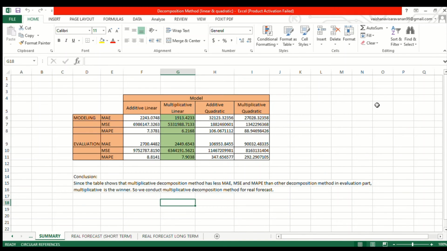Here are all the MAE, MSE, and MAPE values for the additive linear model, multiplicative linear model, additive quadratic model, and multiplicative quadratic model. From this, we can see that our multiplicative linear model has the least MAE, MSE, and MAPE value. Therefore, we are choosing the multiplicative linear decomposition model for our forecast.